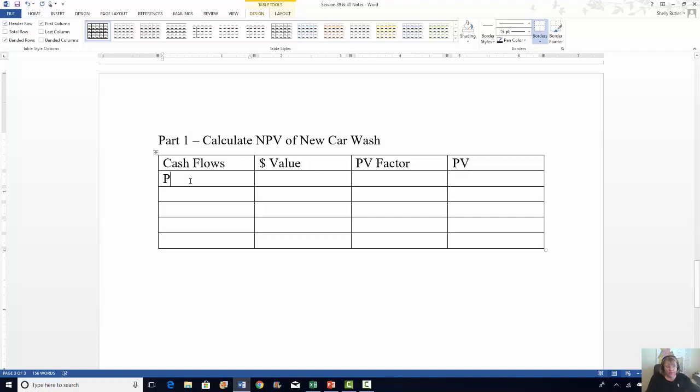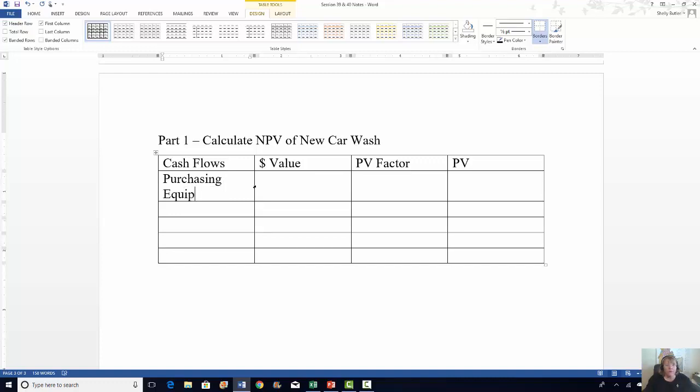So the cash flows, we've got the purchasing, the equipment, and the value of the new car wash is $300,000. The present value factor is 1, because we're definitely going to do that. And so it is, again, $300,000.